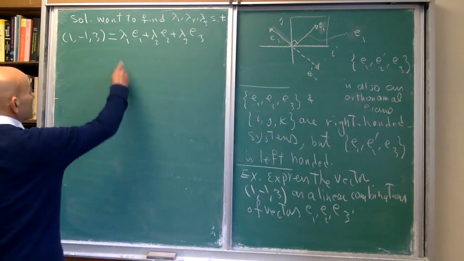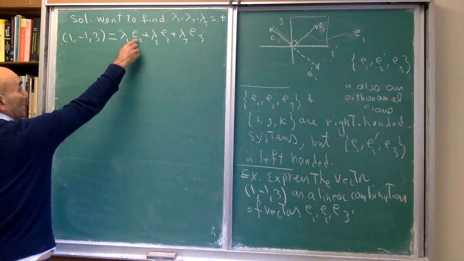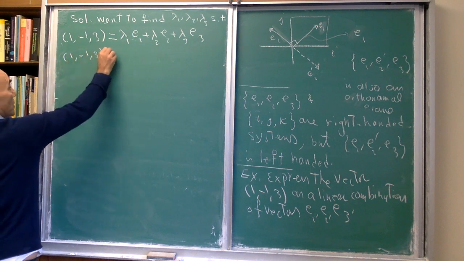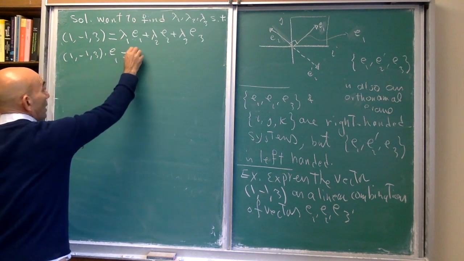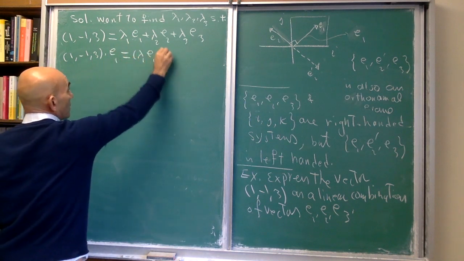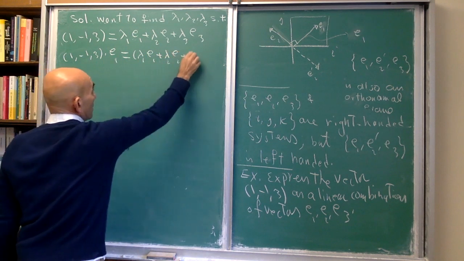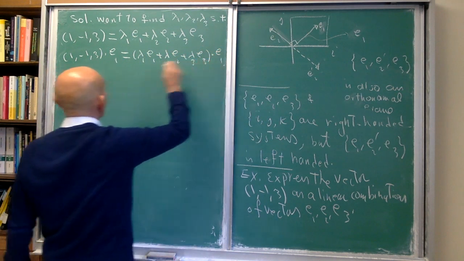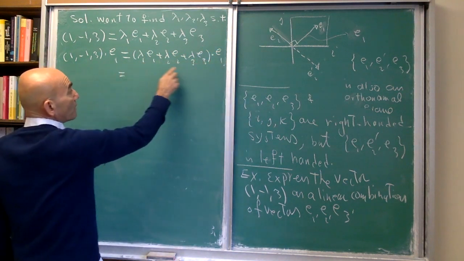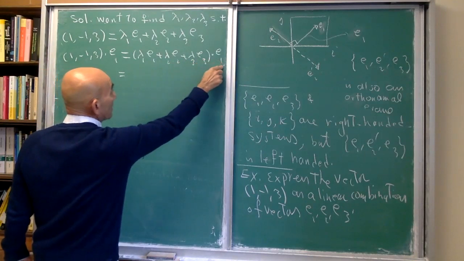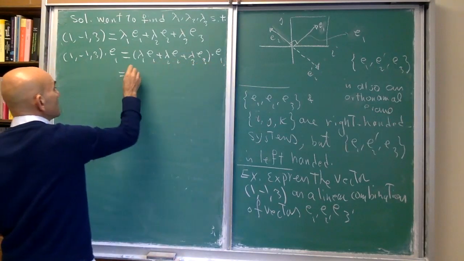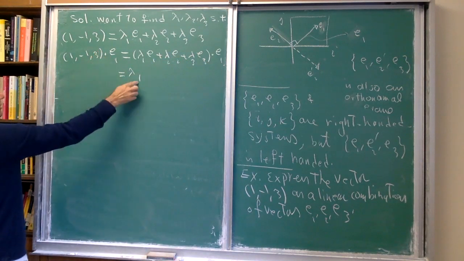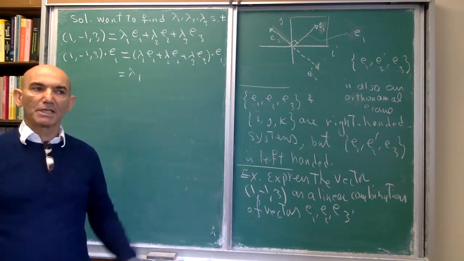So the solution is then you just take a dot product with E1. So we just say that E1 is equal to this one dot E1. But now this is very easy to find because E2 dot E1 is 0, E3 dot E1 is 0, E1 dot E1 is 1. So this is equal to lambda 1. And all you have to do is take the dot products. Your lambda 1 is already solved. You just take a dot product.